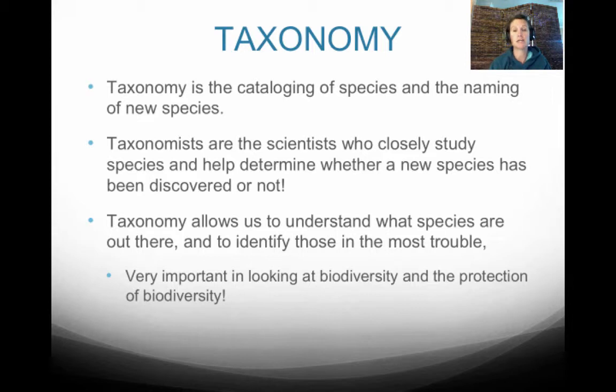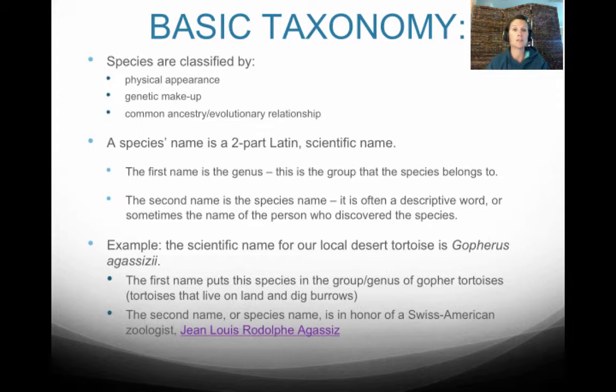So this often means they have to have a pretty strong genetic background, because a lot of times it comes down to looking at the genetics and saying, are the genetics different enough from this species to consider them two separate species? Taxonomy basically allows us to understand what species are out there. It keeps a whole big catalog of it and helps us identify those that are most in trouble, and therefore we can go about protecting them. So it's really important to biodiversity.